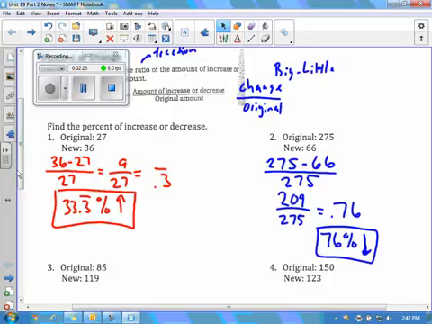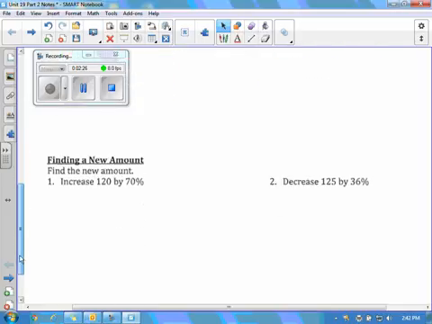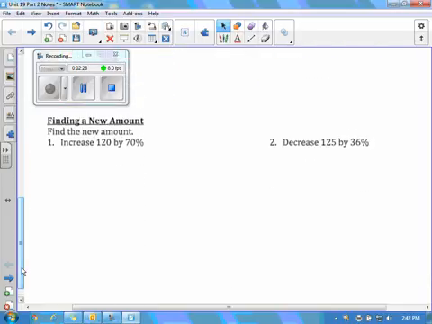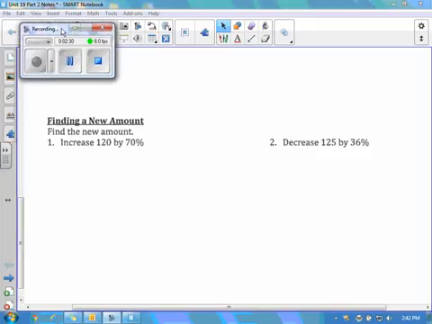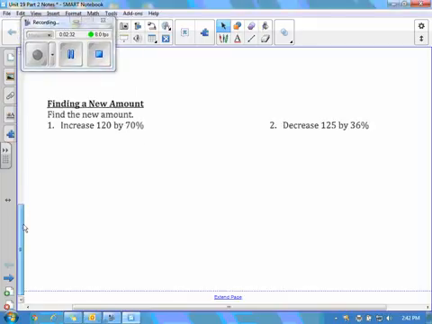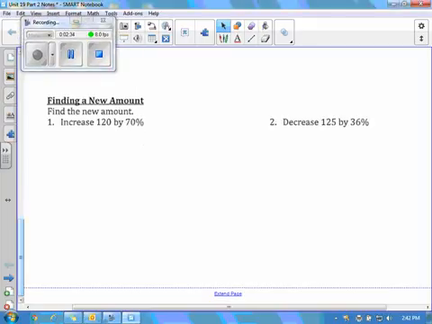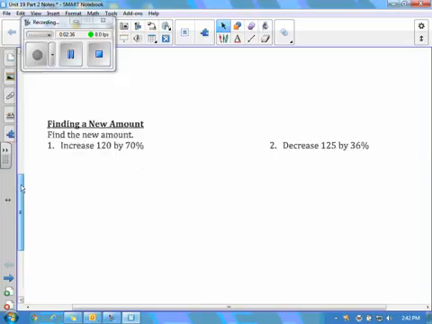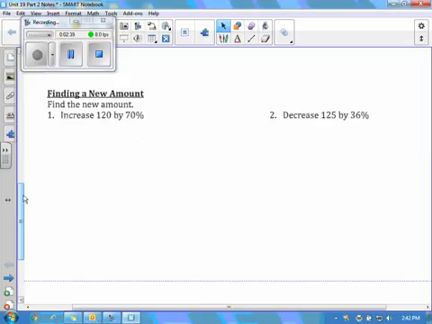3 and 4 I'll leave for you to practice. And then if you look at the bottom of the page, okay, it says that we are going to work on finding a new amount. So they're going to give us an original. They're going to tell us to increase it or decrease it. We're going to find a new amount. So the first one says increase 120 by 70%.